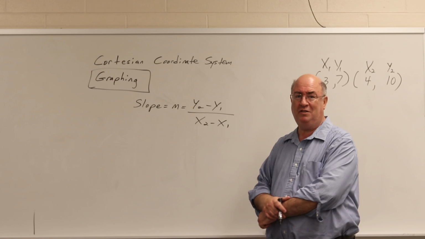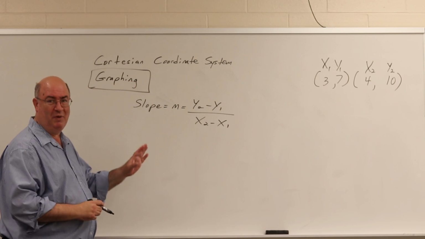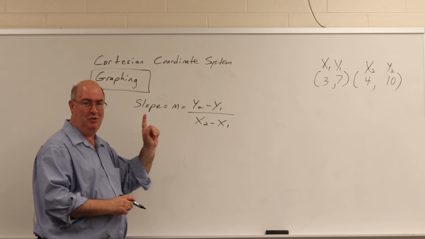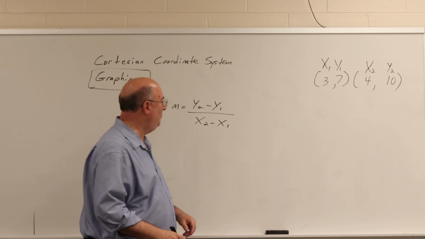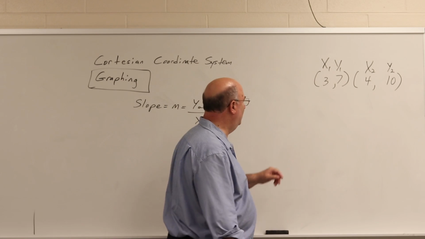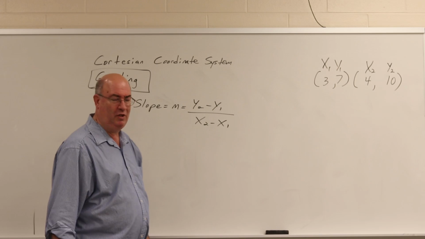We have two pairs of coordinates. X is first, Y is second. First pair is named 1, second pair is named 2. Nice and easy. This is math. We're trying to make math easier, not more difficult. So I picked some numbers, and those are the numbers we're going to use.